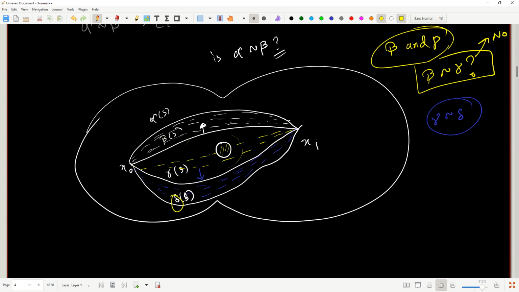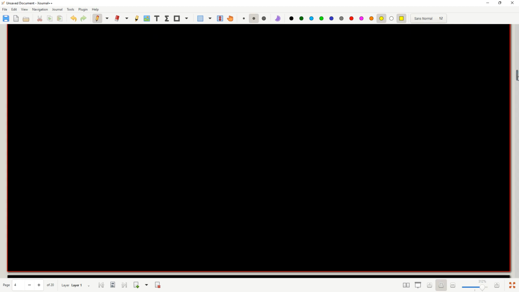So this is not a continuous deformation, so they are not homotopic. Similarly, gamma and alpha, delta and alpha, they are not homotopic to each other. However, this gamma and delta, they are homotopic to each other. This alpha and beta, they are homotopic to each other. So this is all I have to say about path homotopy for now.